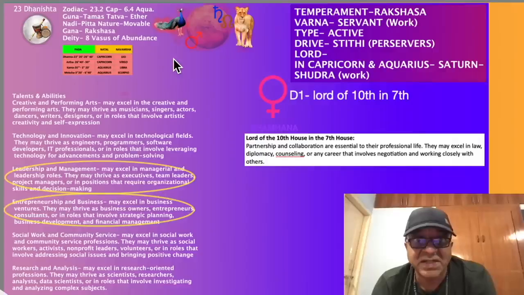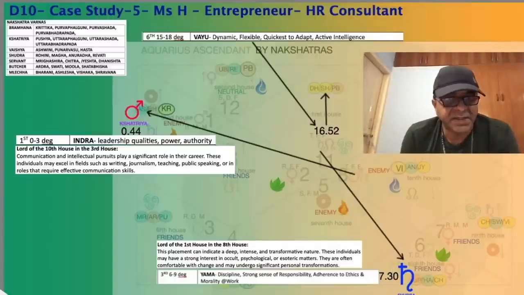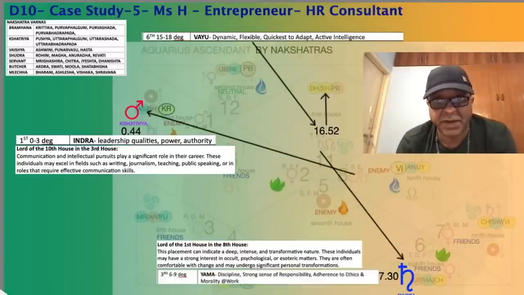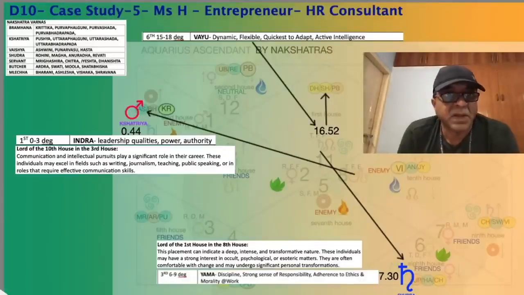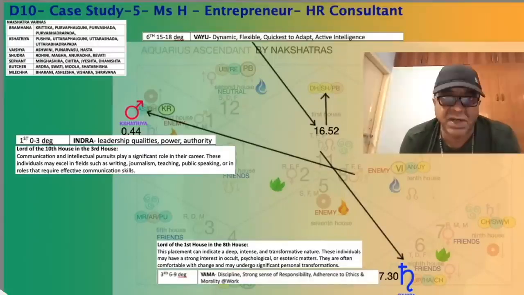Now let us start seeing the D10 chart and what it comprises for her. Okay. So that right there is the D10 chart for her. Okay. So what does this mean? Let's start from the top. Ascendant now has become Aquarius and it stands at 16.52 degrees of Shatabhisha.